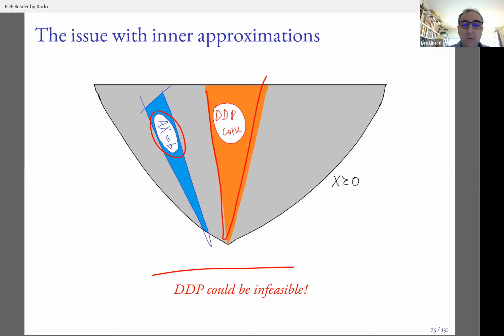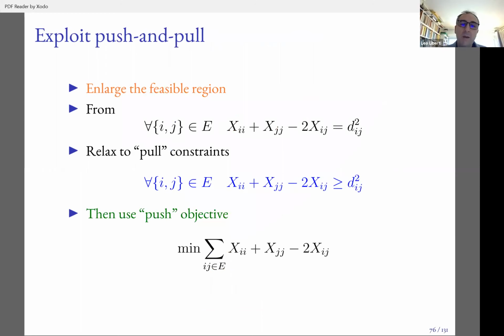So the DDP could be infeasible even though the original SDP was not infeasible. This is consistent with the fact that diagonally dominant matrices are an inner approximation of the SDP, the PSD cone. So what can we do?